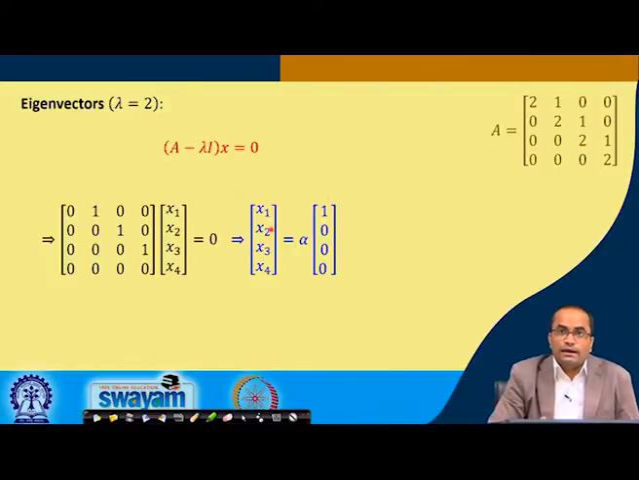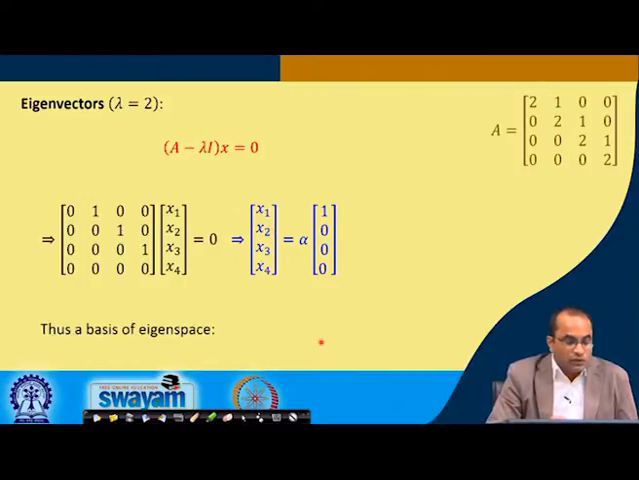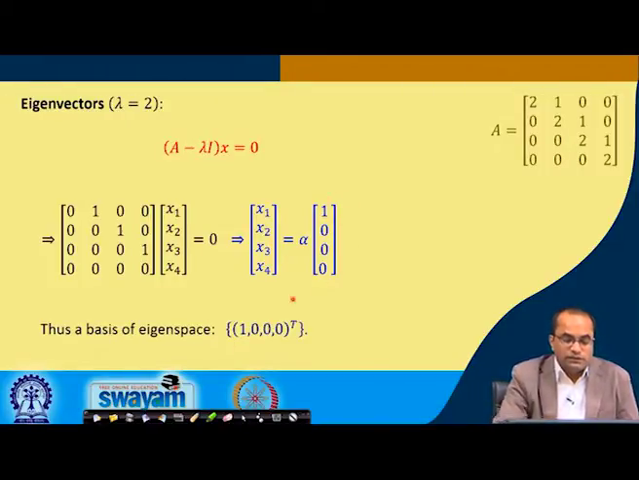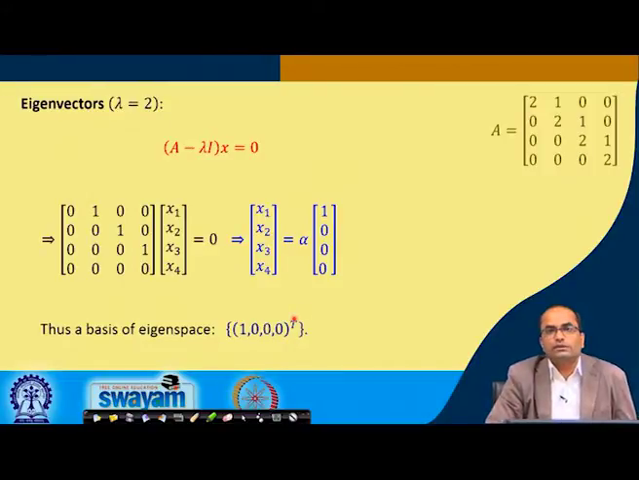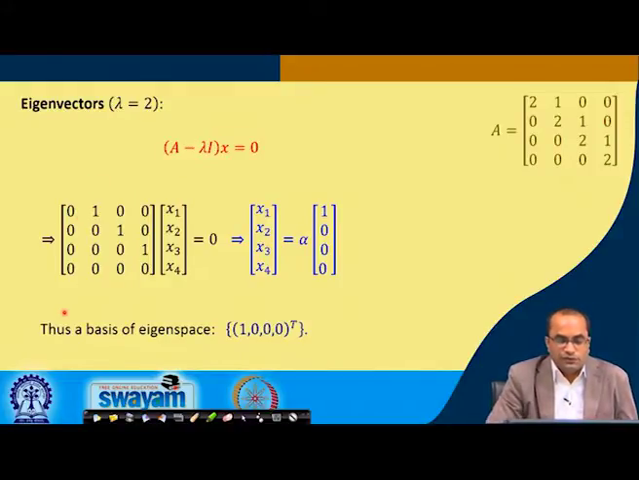In some cases, if the eigenvalue is repeated, for example 3 times, we may get 3 linearly independent eigenvectors also. So, the other way around is also possible. Thus the basis of this eigenspace is (1, 0, 0, 0) transpose, where the transpose is used to show that it is a column vector. Any vector from this eigenspace other than 0 is an eigenvector. This is also the basis for the null space of this matrix.